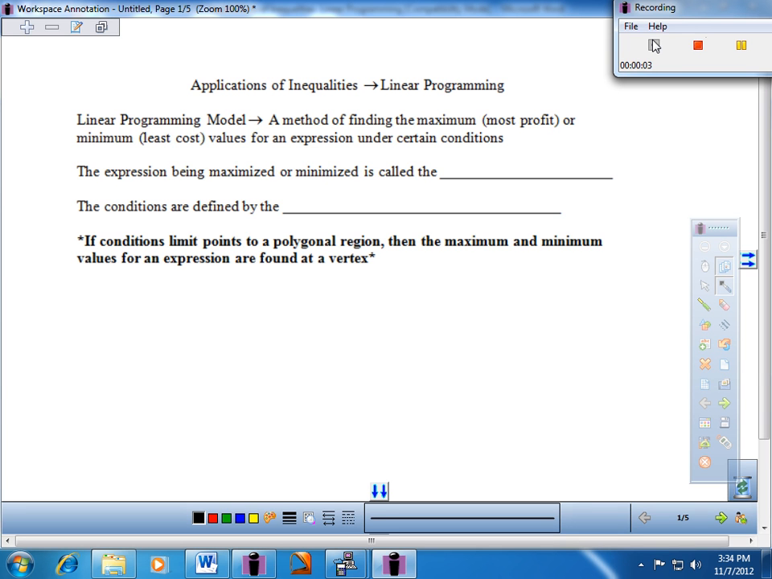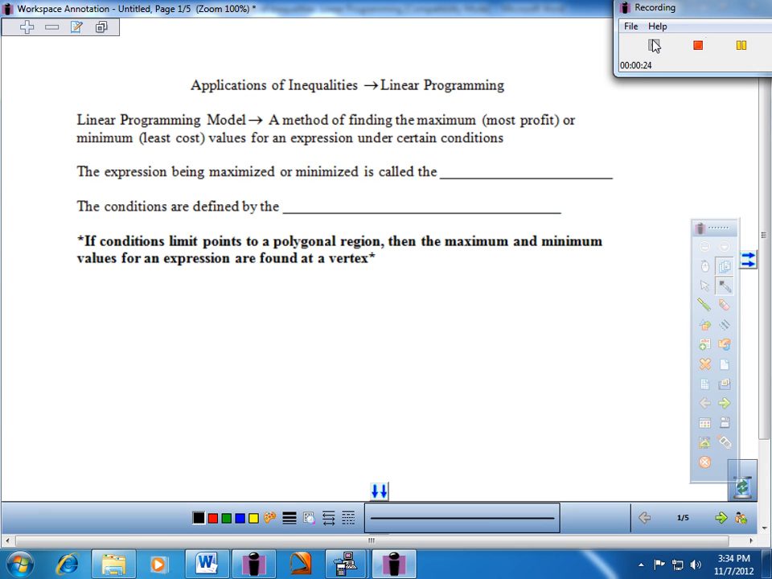Welcome, everyone. The title of today's notes is Applications of Inequalities, and it's linear programming. So this is the model that we will be looking at. We're going to utilize some of the skills from yesterday when we did some systems of equations, graphed them on the coordinate plane, shaded those regions in, and now we're going to take that next step forward here.